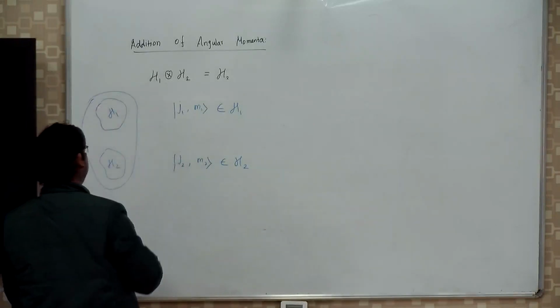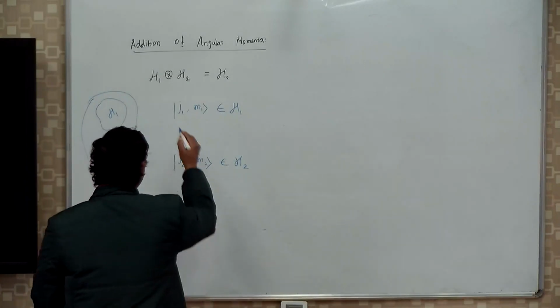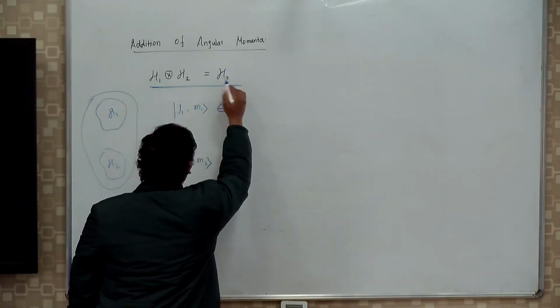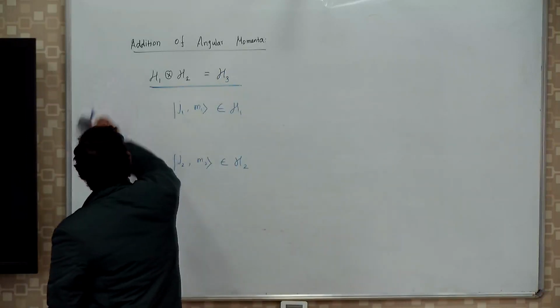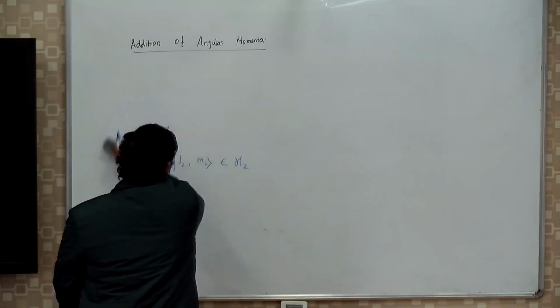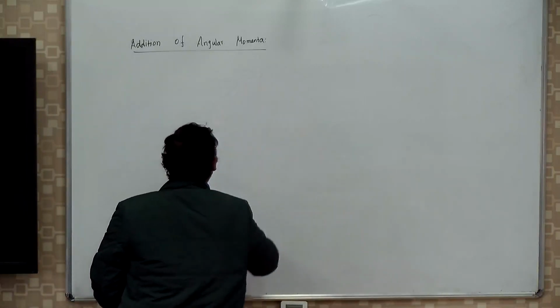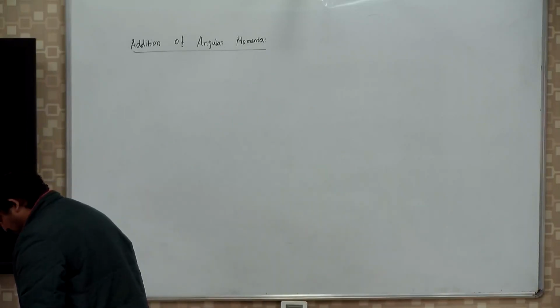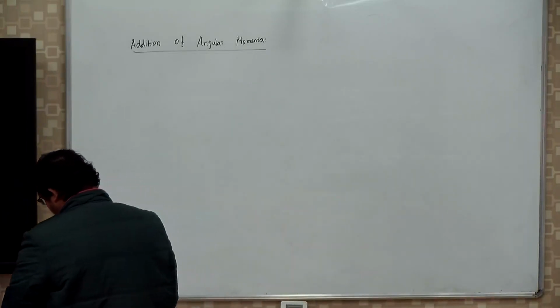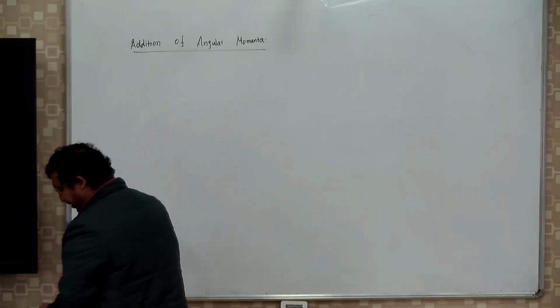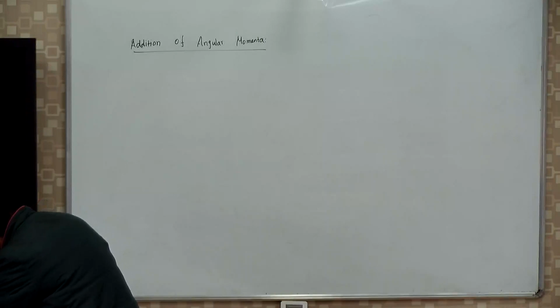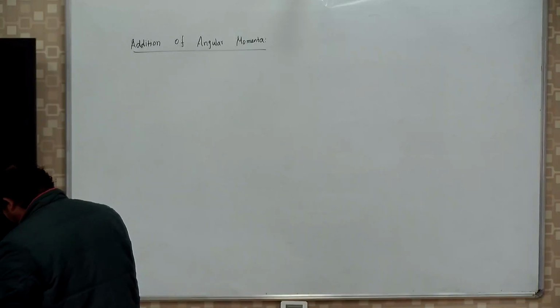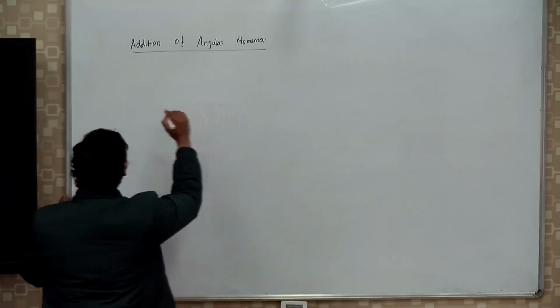If we compose these two, we will get this third space, the Hilbert third space. Let's see what the answer would be by composing these two state vectors. That is our objective, to add the angular momentum. Okay, fine. So first let me start with finding the dimension of the subspaces and the dimension of the composed space.